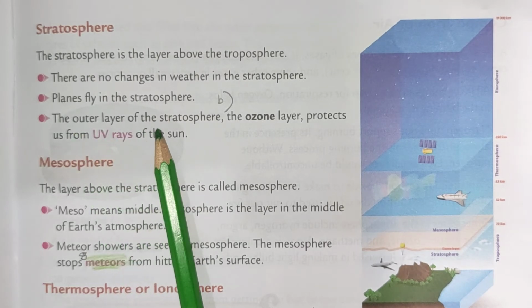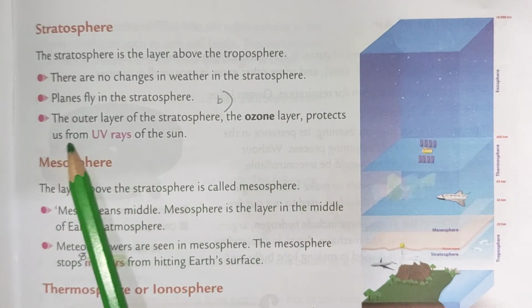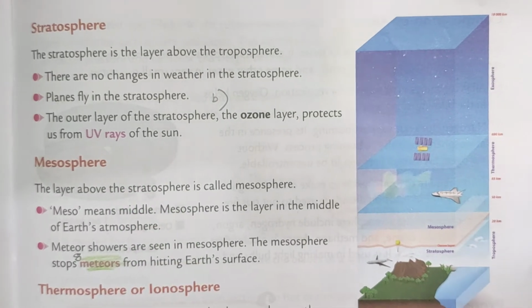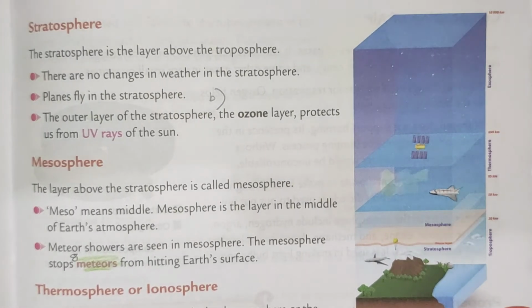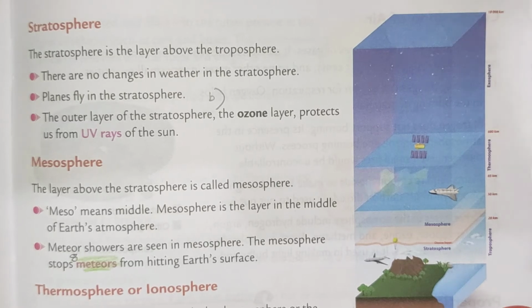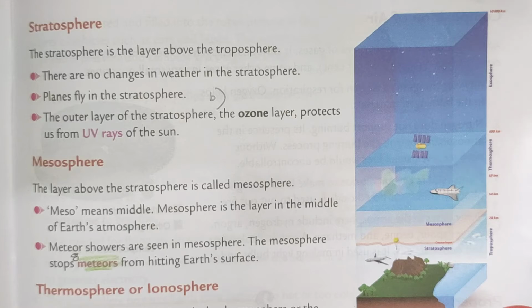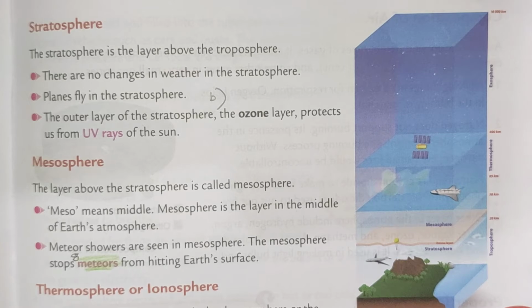The outer layer of the stratosphere, the ozone layer, protects us from UV rays of the sun. So, this ozone layer is the outer layer of the stratosphere. It protects us from UV rays of the sun. When we talk about UV rays, they are harmful and could cause us skin cancer or other skin problems if we are under the sun or under the exposure of the UV rays.